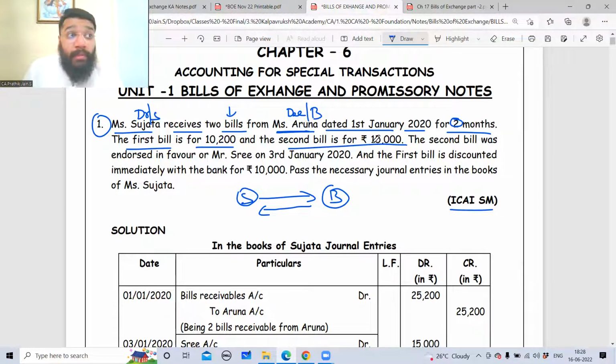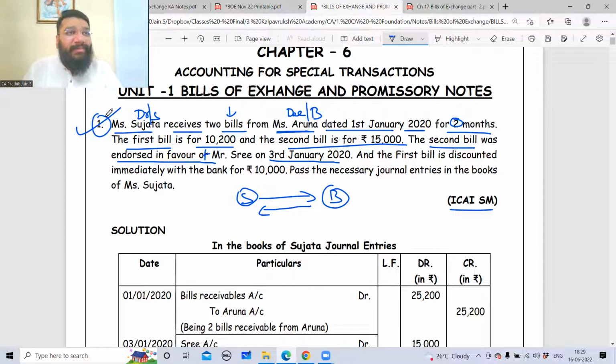So 2 bills, guys: bill 1, bill 2. The second bill was endorsed in favor of Mr. Shri on 3rd Jan 2020. And the first bill is discounted immediately with the bank for 10,000. So tell me, guys, had I done this as the first question, what would have happened?